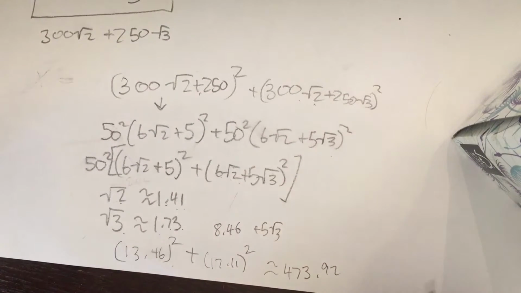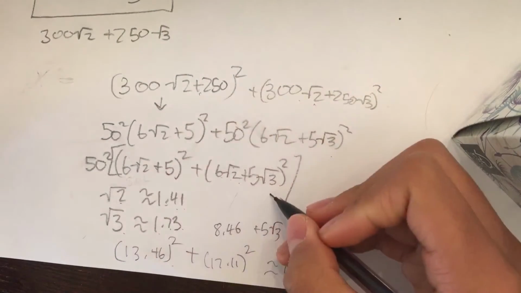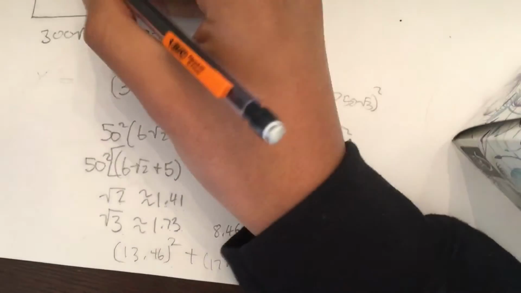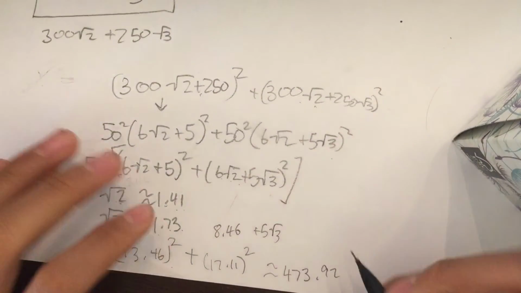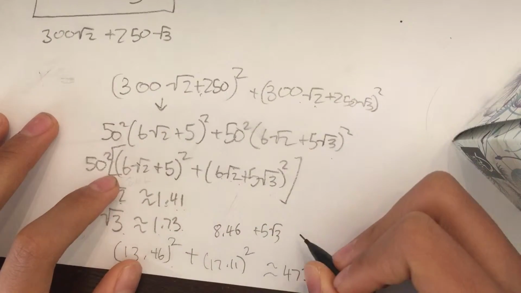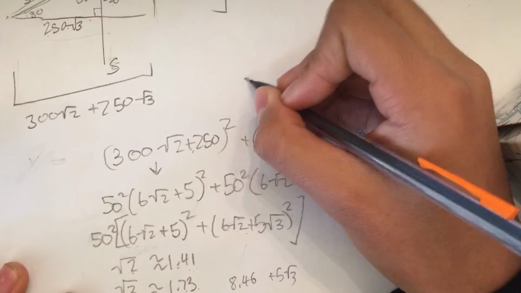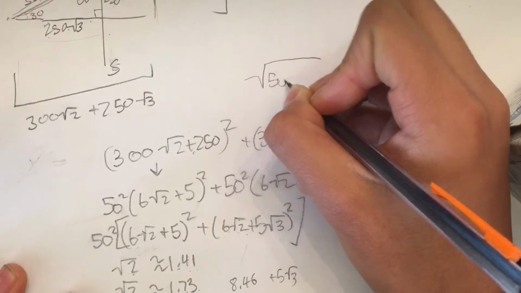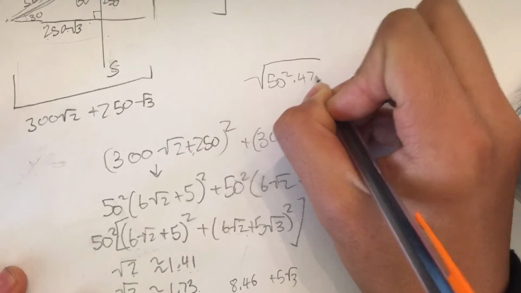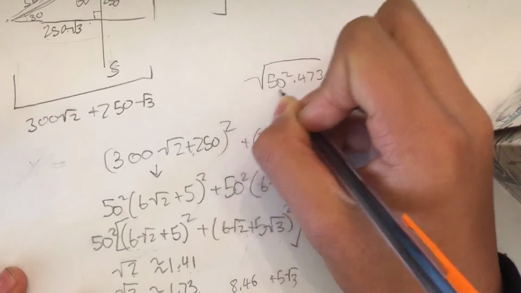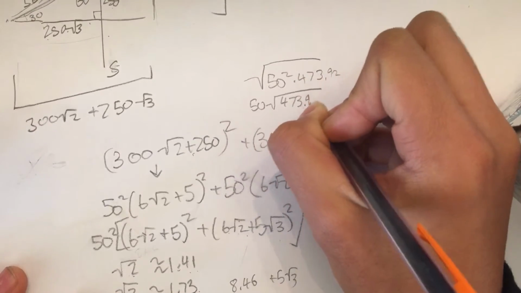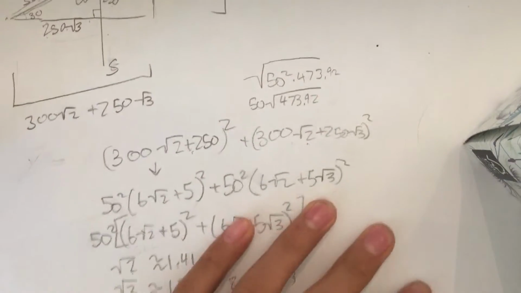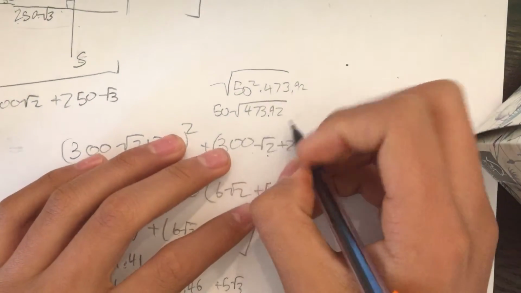473.92. And then that's this value times 50 squared. So that's the hypotenuse of the big triangle squared. So we can factor out the 50. It's an equation, right? Square root of 50 squared times 473.92. We can take out the 50 root 473.92. And we want to find the closest thing to 473.92.